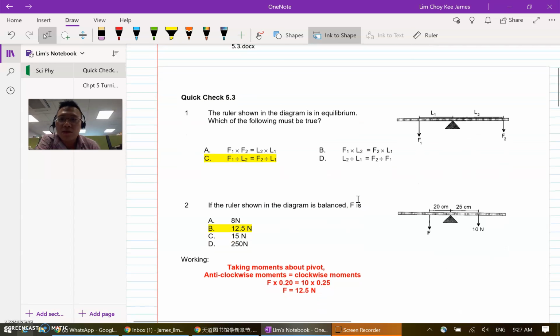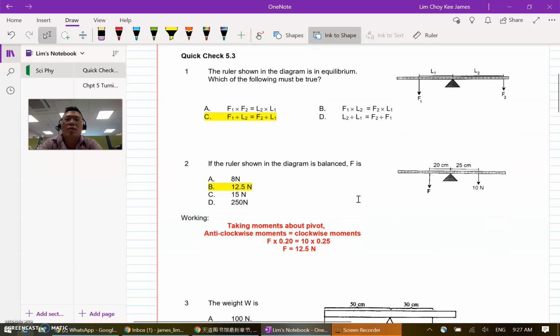With this we look at question 1. The ruler is shown to be in equilibrium. Basically, you need to take note of this word, equilibrium. One of the common things we have in terms of moments is that the total clockwise moment is equal to the total anti-clockwise moment. This is the concept that we are using to solve this question.